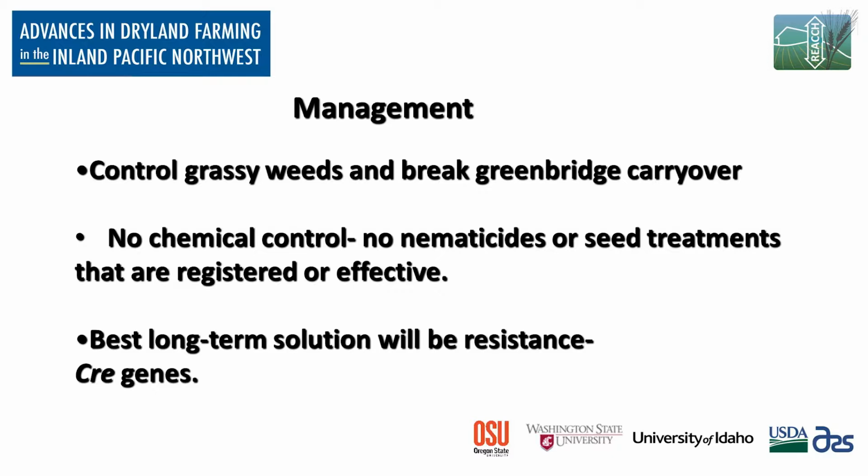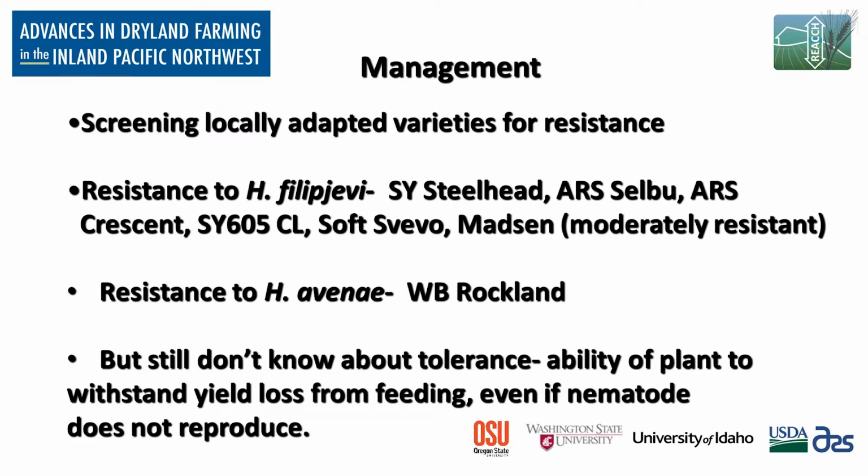So the final and probably the best future solution will be resistance. And we in fact have these resistance genes called the CRE genes, which have been very effective. Australia deployed them about 30 years ago, and cereal cyst nematode is no longer a problem there. So we've been doing a lot of screening of varieties for resistance. And so far, we've come up with a few that are resistant to Philip Jevy, and I've listed some of them here.